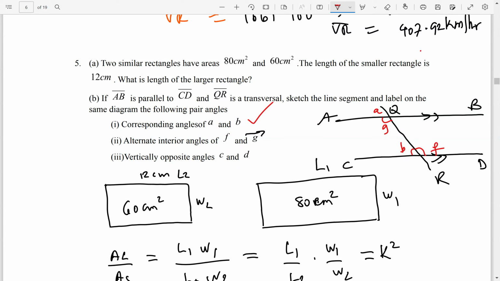Vertically opposite angles C and D. I'm going to introduce angle C here, and I'm going to introduce this angle here to be angle D. So you can see these two angles are vertically opposite angles. So that is how we were supposed to attempt this question here, dear students.